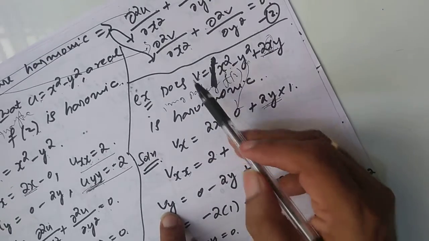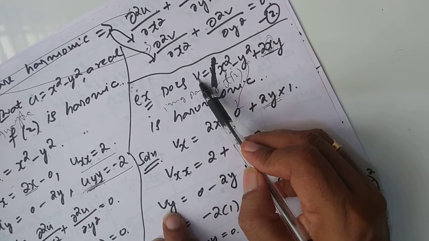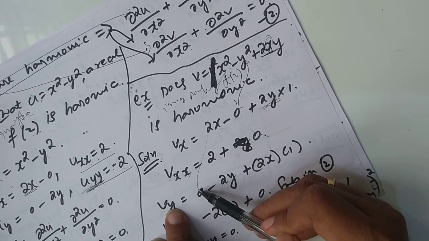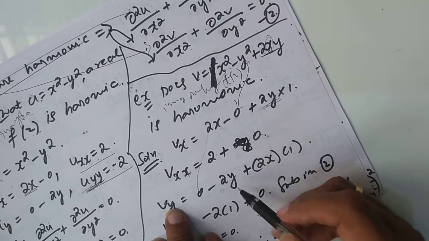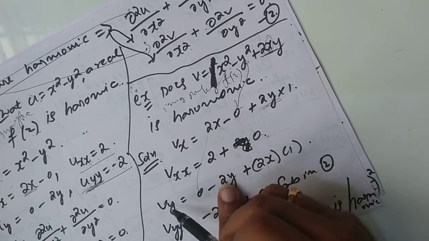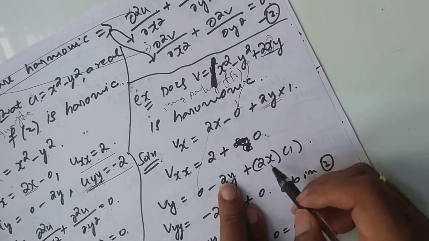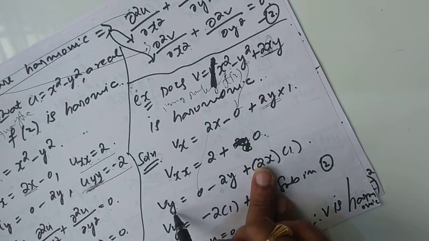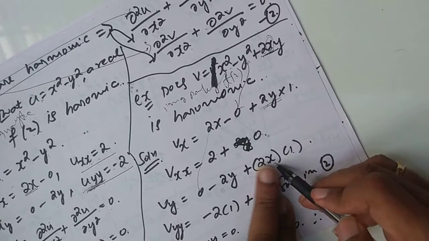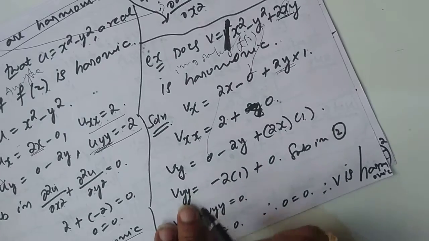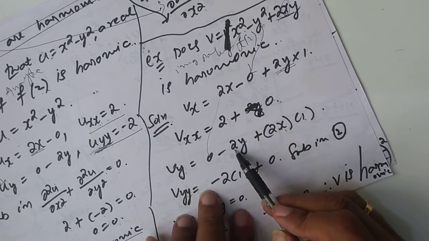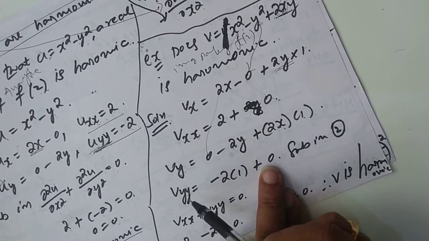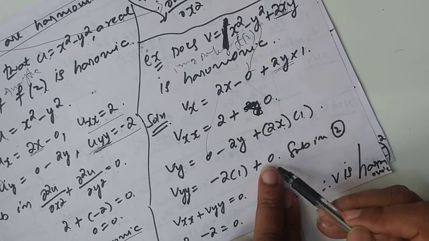Now let us take v again, partially differentiate with respect to y. With respect to y, x is constant, therefore 0. With respect to y, y squared differentiation is 2y. With respect to y, 2x is constant, take it outside, differentiation of y is 1. Now let us differentiate it again partially, minus 2 into differentiation of y, 1. With respect to y, 2x is constant, therefore 0.